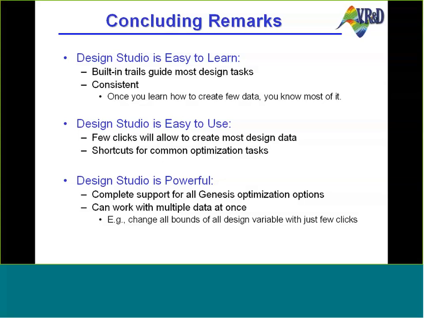We try to minimize the number of mouse clicks you have to perform in order to create the type of data that is needed for the optimization problems. And we have shortcuts for the common tasks. For example, for sizing of shells, we have the quick sizing trail, which makes it very quick to create lots of design variables for lots of different shell properties.